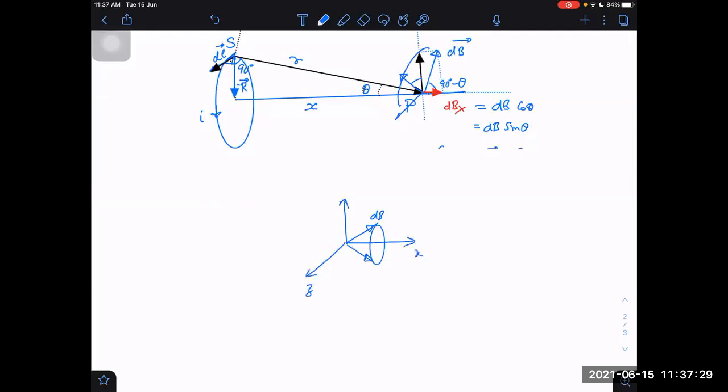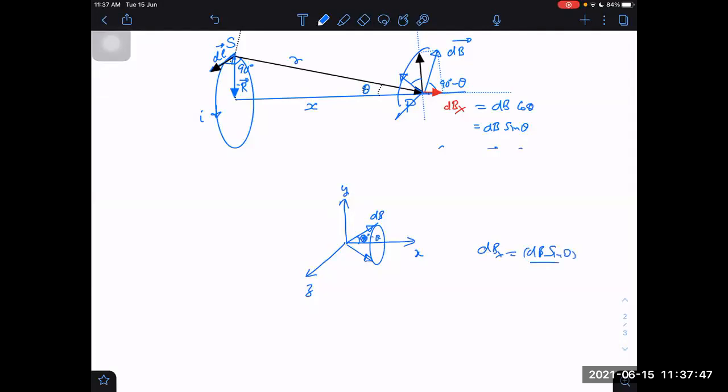Everybody, what Nilkanta said is right. The tip of the dB vector will be tracing a cone. So therefore, the semi-vertex angle will be theta. With the x-axis, the component does not change, luckily. So we are able to simply say it is dB, but not theta, sorry, 90 minus theta. So it is just dB sin theta. We are able to say it easily.